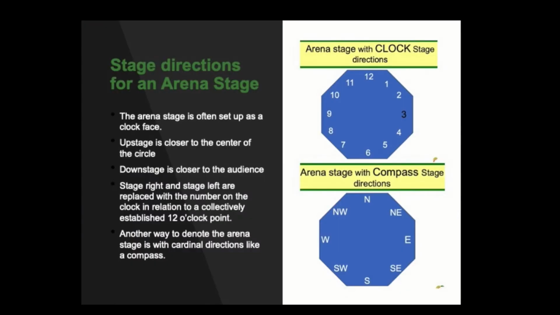Stage directions for an arena stage are different from those in a three-quarter thrust stage or a proscenium stage. The arena stage is often set up as a clock face. Upstage is closer to the center of the circle, downstage is closer to the audience. Stage right and stage left are replaced with the numbers in a clock in relation to a collectively established 12 o'clock point. Another way to denote the arena stage is with cardinal directions, like a compass.